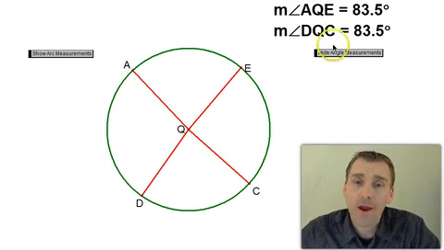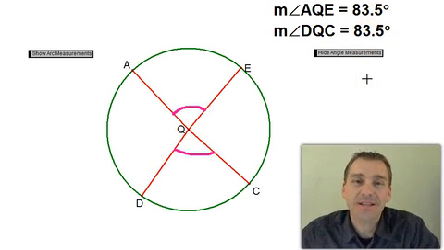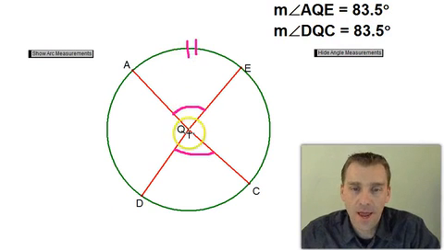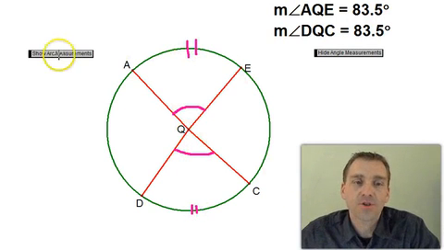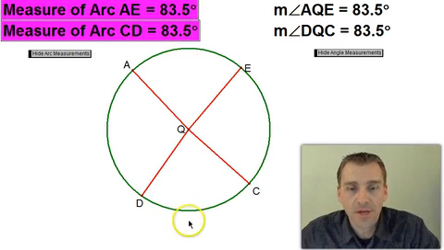What I'm showing you, I've already done this work just to save time. You see the central angles: I've got central angle AQE and central angle DQC exactly the same. They're already congruent. I wonder if that's going to imply the corresponding arcs are congruent. Well, I'll show you when I click on this. Notice, they are exactly the same. 83.5, 83.5, so that arc is congruent to that arc.